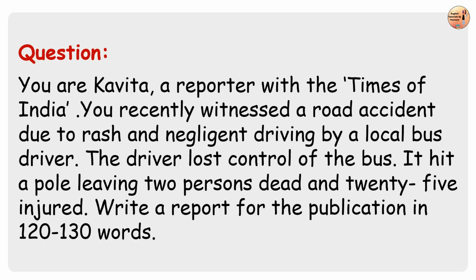Question: You are Kavita, a reporter with the Times of India. You recently witnessed a road accident due to rash and negligent driving by a local bus driver. The driver lost control of the bus. It hit a pole, leaving 2 persons dead and 25 injured. Write a report for the publication in 120-130 words.